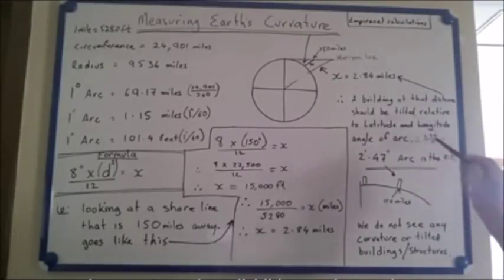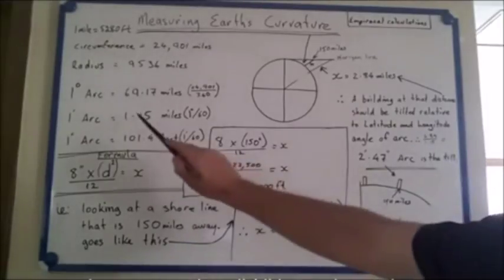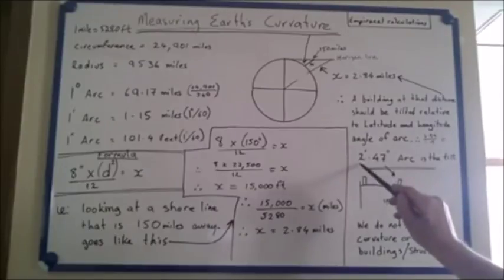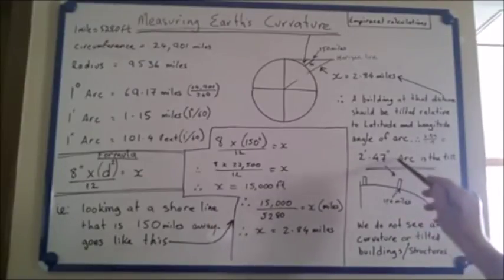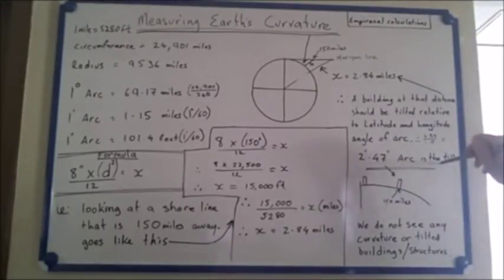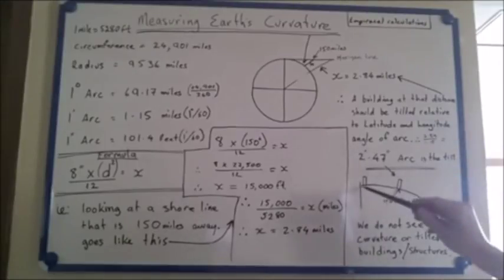Of course, 2.84 miles divided by minutes of arc will give us 2 minutes and 47 seconds of arc. That should be the tilt if we saw anything at that distance. And it should look something like this.